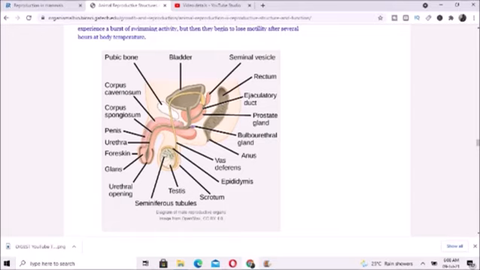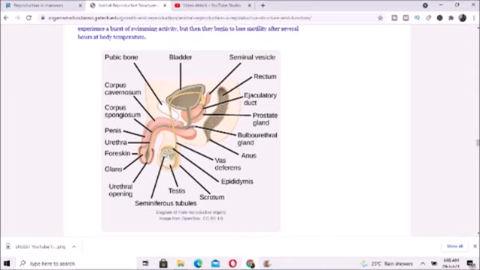Though sperm must be produced and stored at temperatures lower than body temperature in the testes, sperm are warmed to body temperature when deposited in the female reproductive tract. The immediate warming of sperm causes them to experience a burst of swimming activity, but then they begin to lose motility after several hours in body temperature.